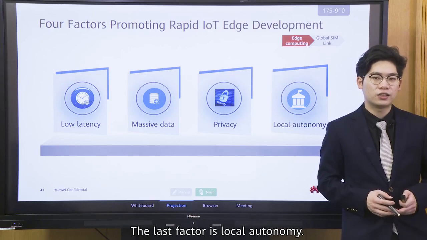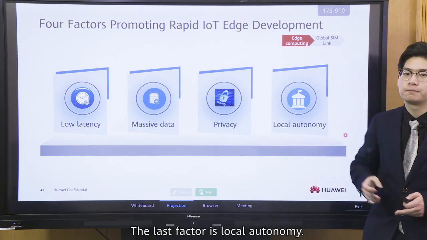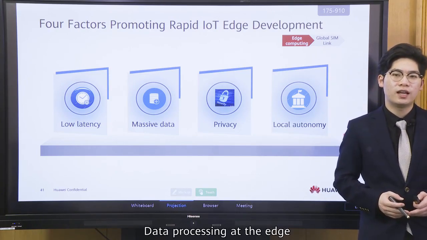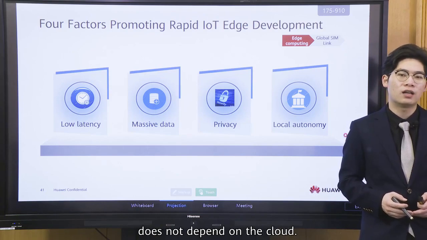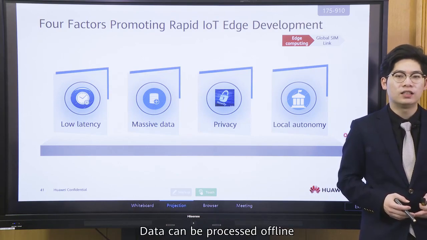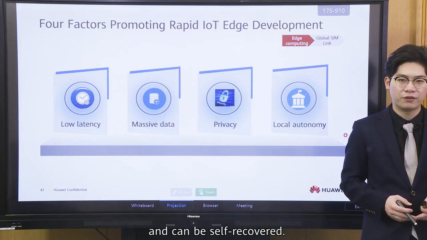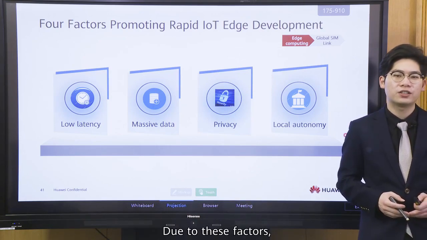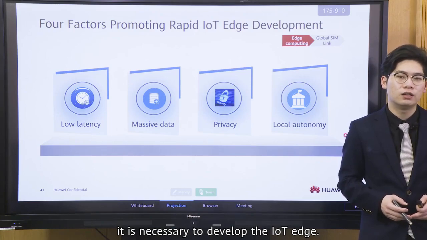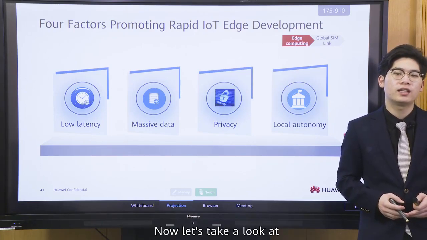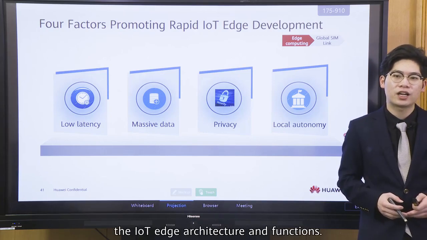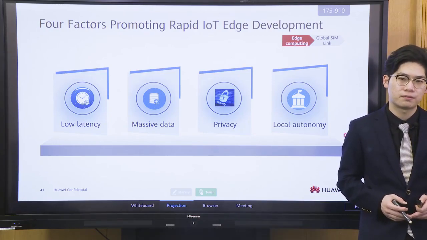The last factor is local autonomy. Data processing at the edge does not depend on the cloud. Data can be processed offline and can be self-recovered. Due to these factors, it is necessary to develop the IoT Edge. Now, let's take a look at the IoT Edge architecture and functions.